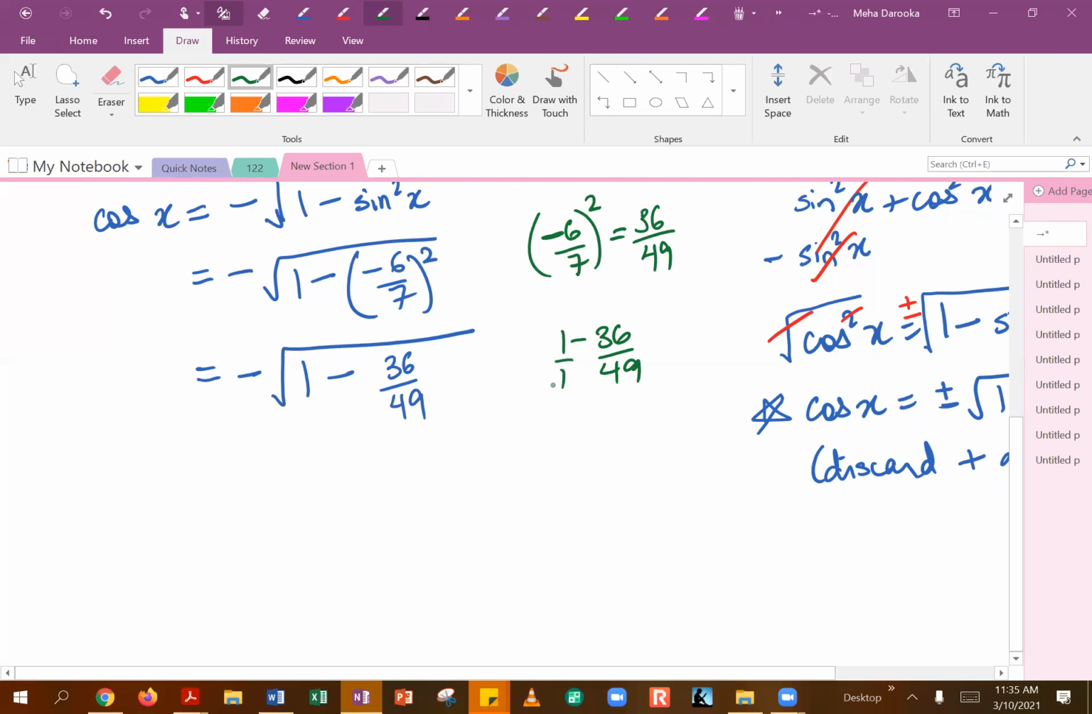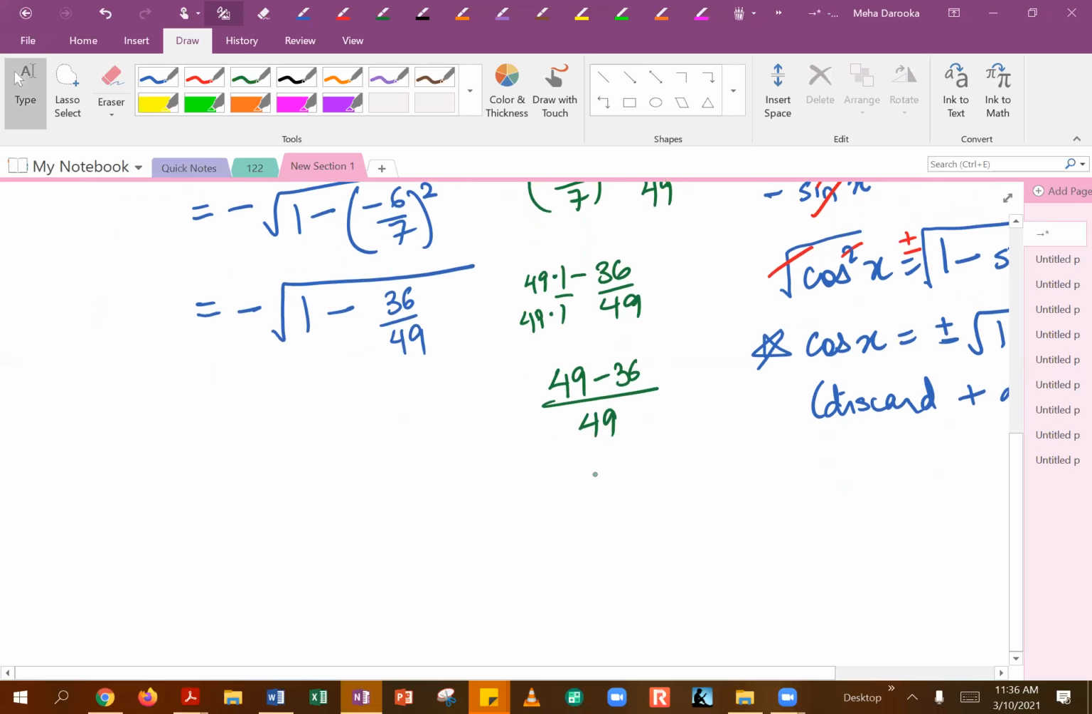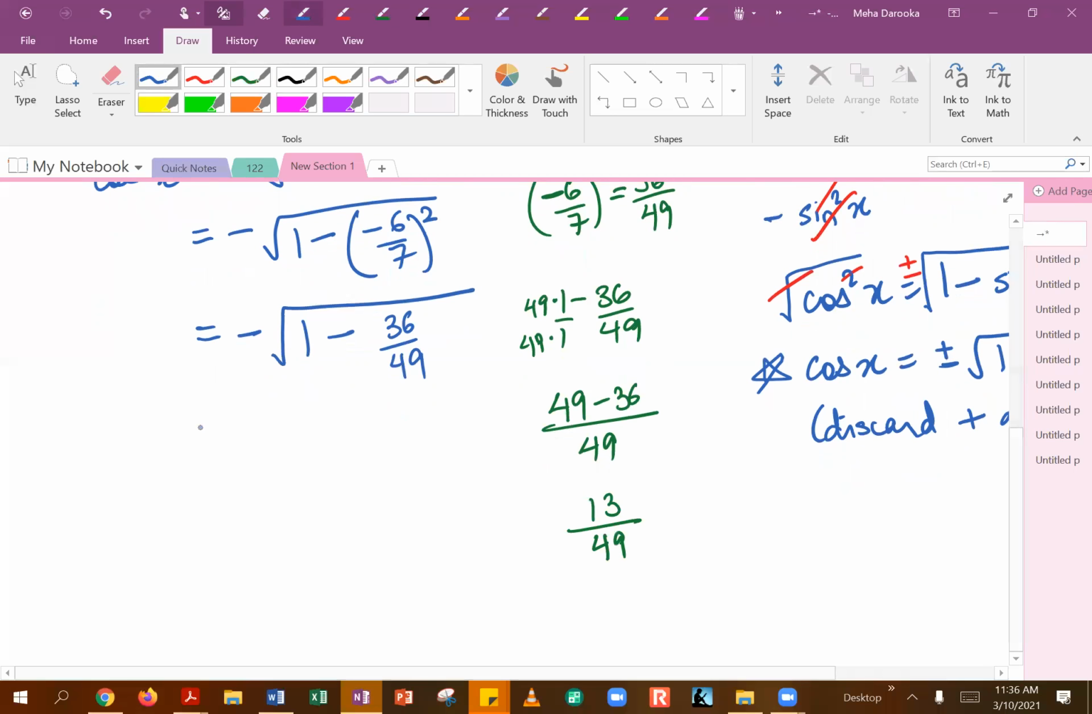36/49, we would basically need to find a common denominator. So we would multiply the 1/1 by 49, which would end up giving us 49 minus 36 with that common denominator of 49. And this will end up giving us what, 13/49 when we clean that up. And then, just go ahead and simplify.